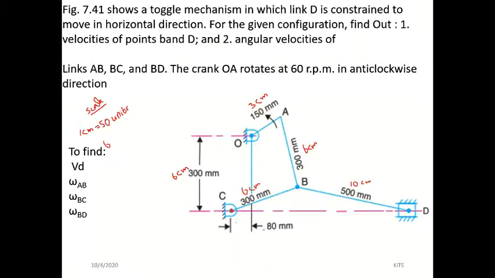Then 80 mm. 80 mm means how much? 1.6 centimeters.